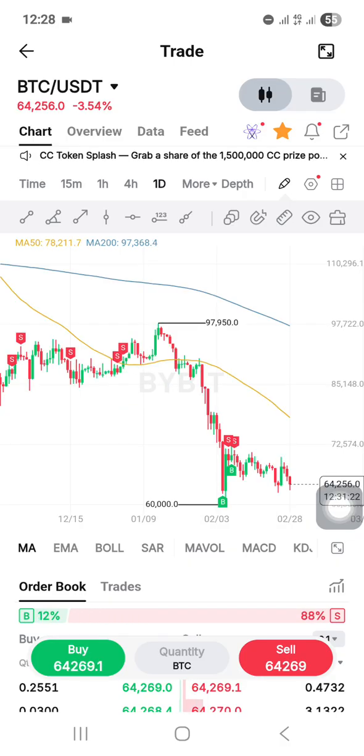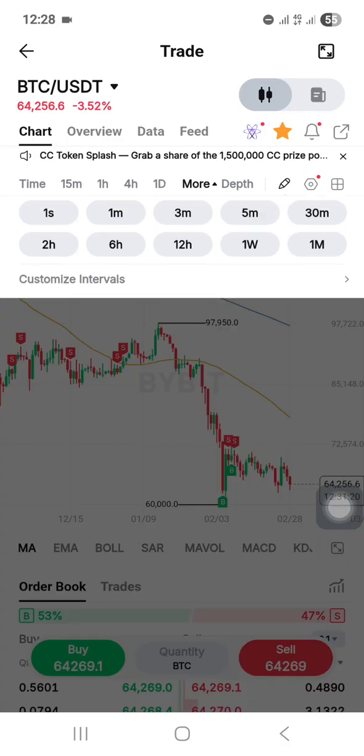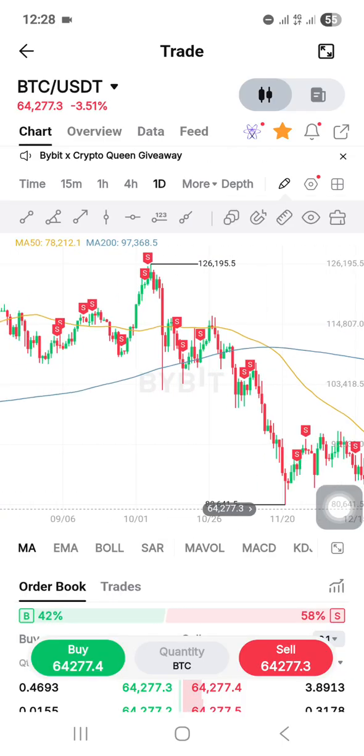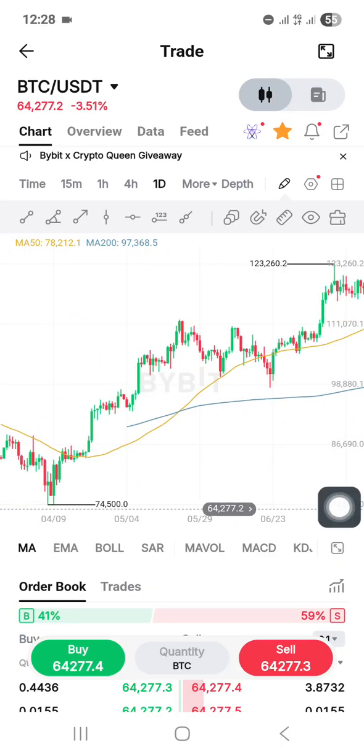Or possibly let me just use 1 day. If we have a 3-day chart, we could use that. Okay, 3 days is not available. Let's just use 1 day to make it simple and easy to navigate for you. So now that we're using 1 day, let's go back and see here.